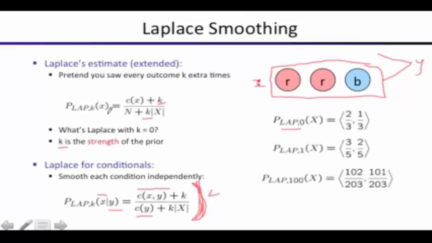Once you've fixed the y, a conditional distribution is just a distribution over things. And then if we had the y for the fair coin, that would be a different value of y. That would be y fair, and then we'd get a different ratio there. Does that make sense? Yeah. Anything else?